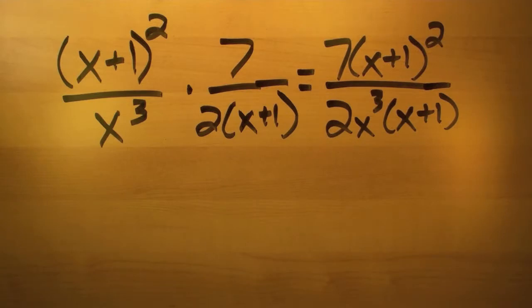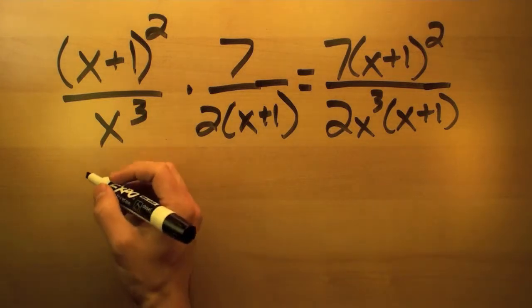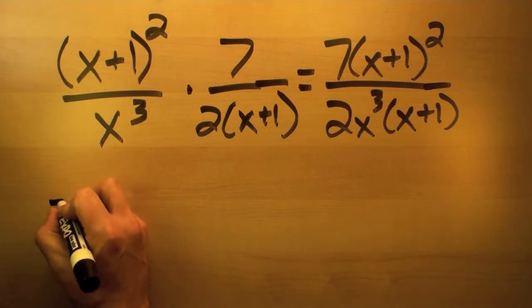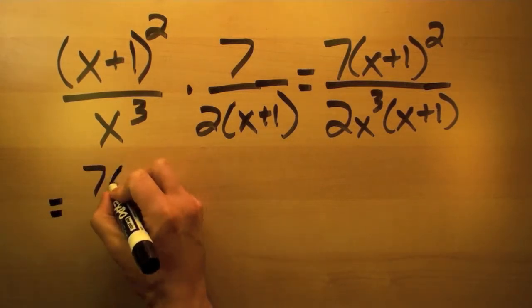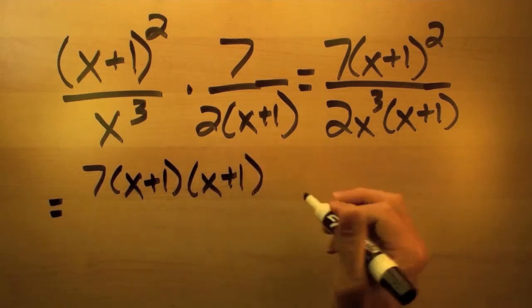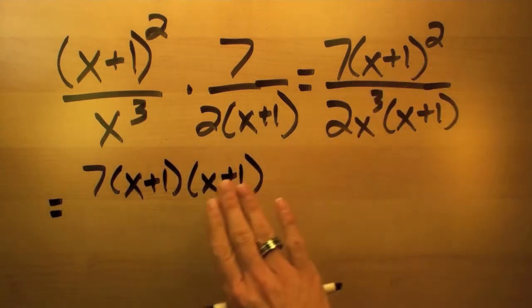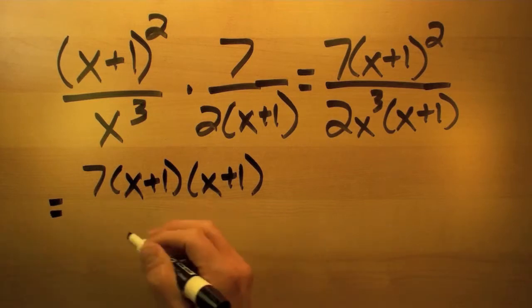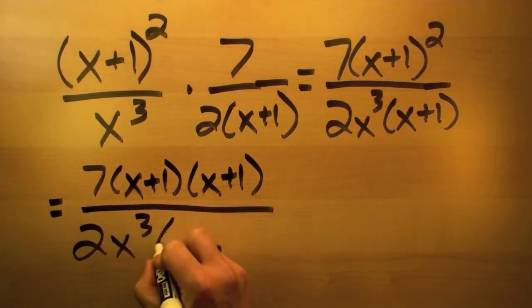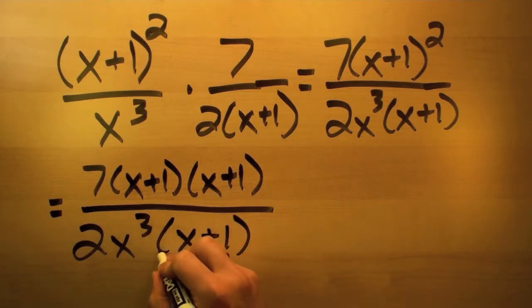Now generally we want to try to do some simplification before we multiply things out. In this case, we notice that 7 times (x + 1)^2 can be written as 7 times (x + 1) times (x + 1), right? That's what (x + 1)^2 means. It means (x + 1) times (x + 1) over 2x^3 times (x + 1).